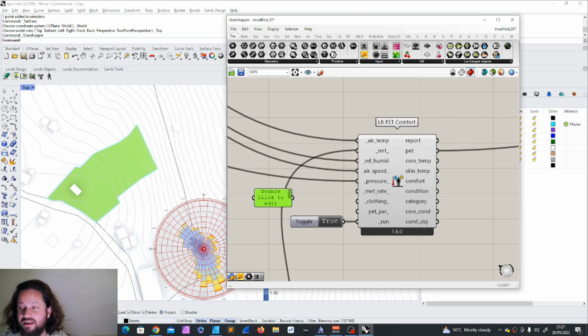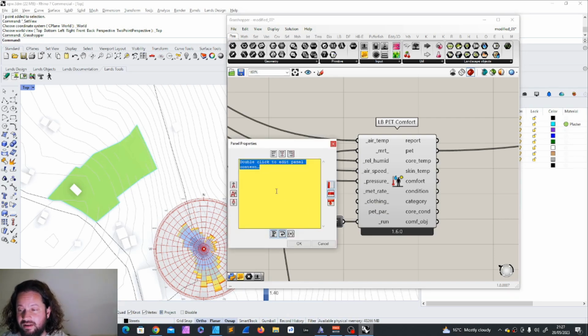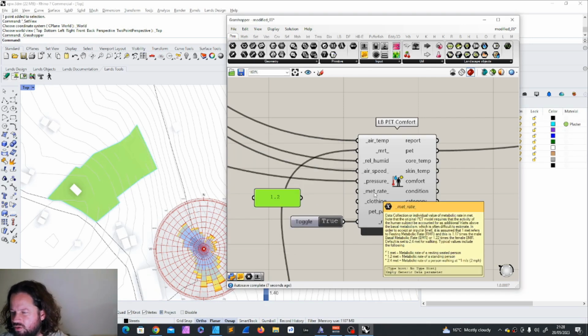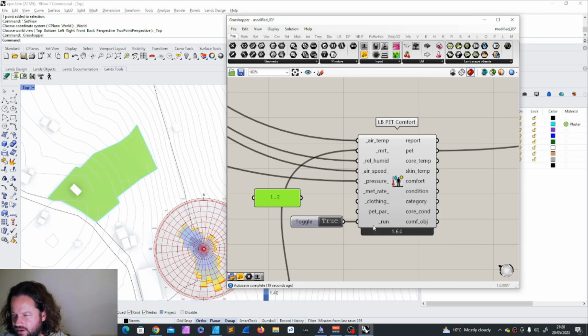It's actually cool because then we can look at the program later. And let's just put here, I don't know, 1.2. The default is set to 2.4. This is for walking. So this is already set. Actually, we don't need to set anything here, except if we want to change that.